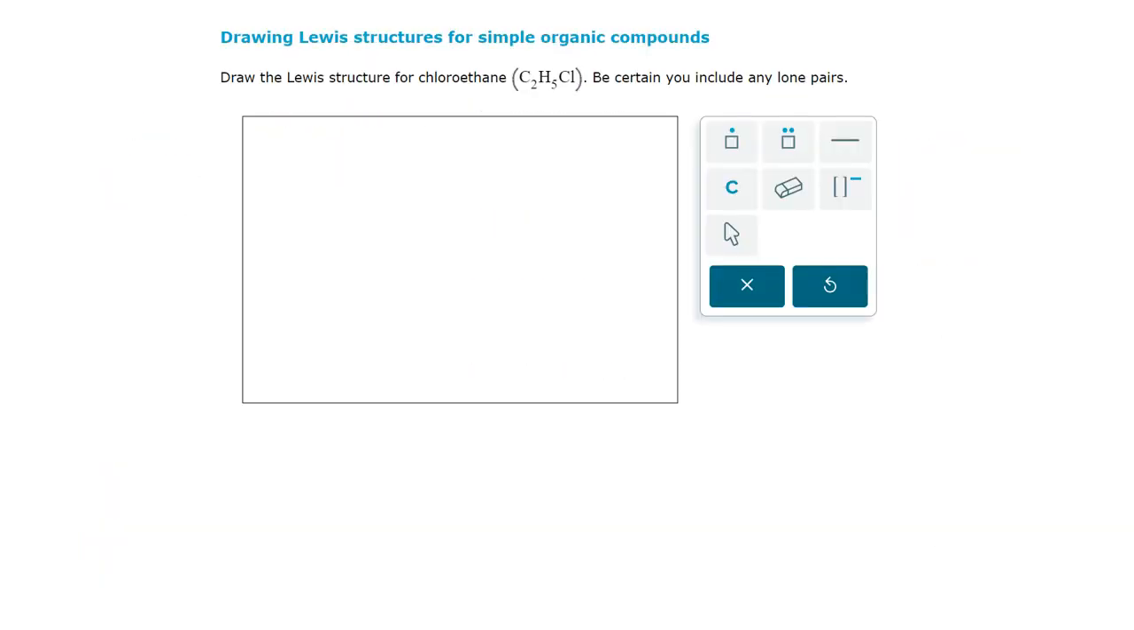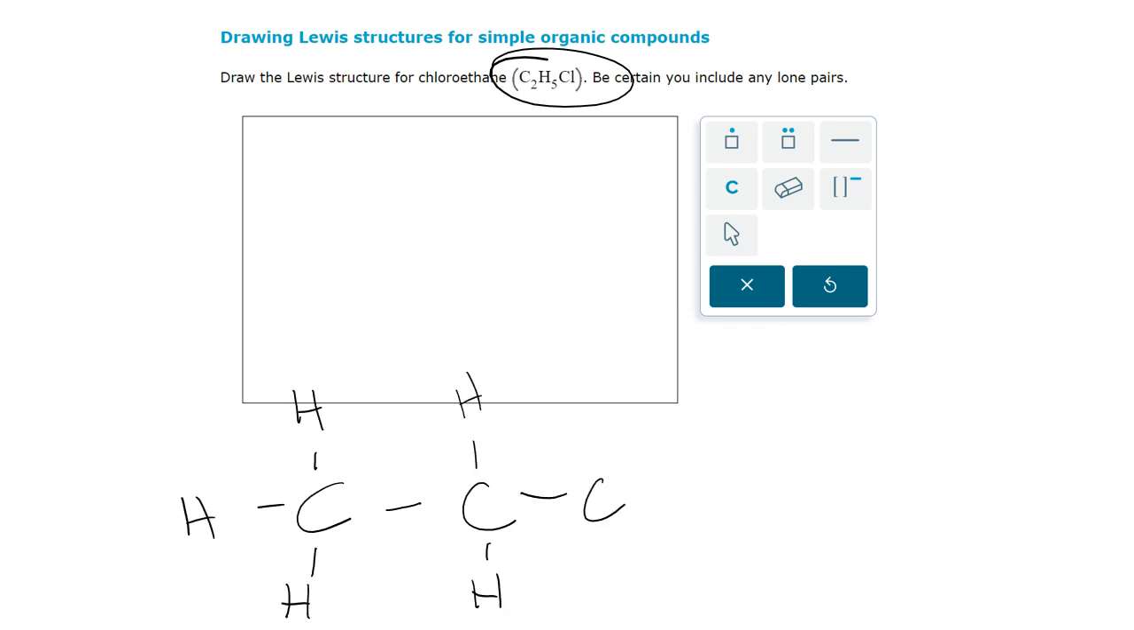So I'm just going to do a couple of organic compounds, meaning molecular compounds essentially, but with a carbon chain. Here the carbons are the center atoms. The hydrogens are the outside atoms. And the chlorine is right there. Now, these are always going to pass the octet rule on a Lewis structure. So I know this is right.